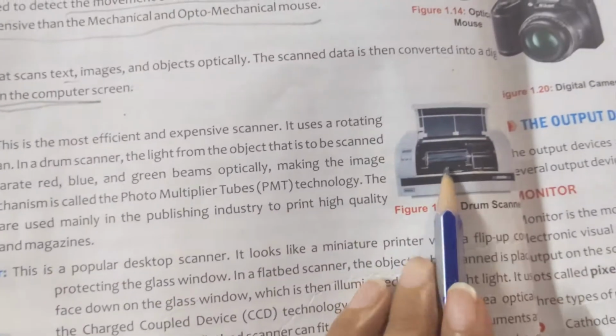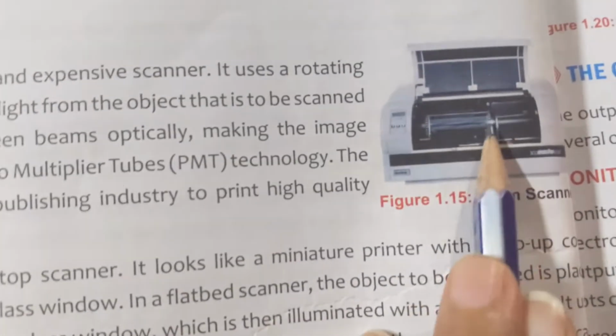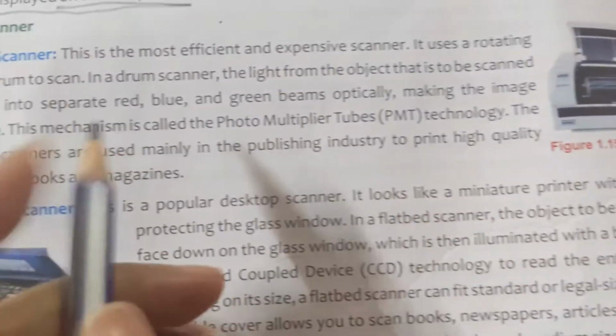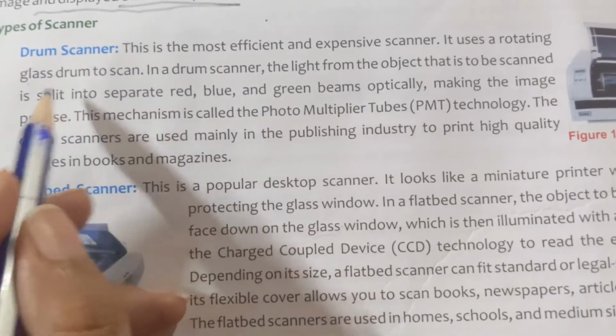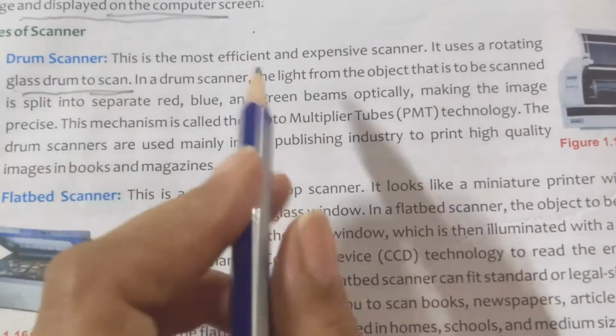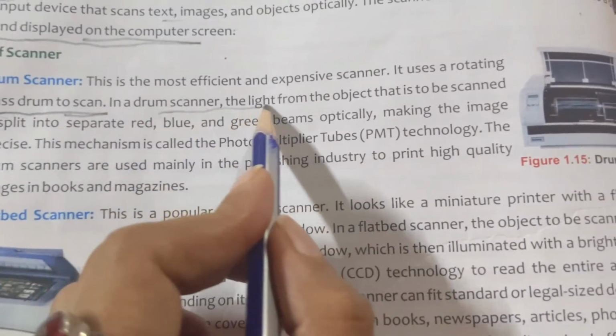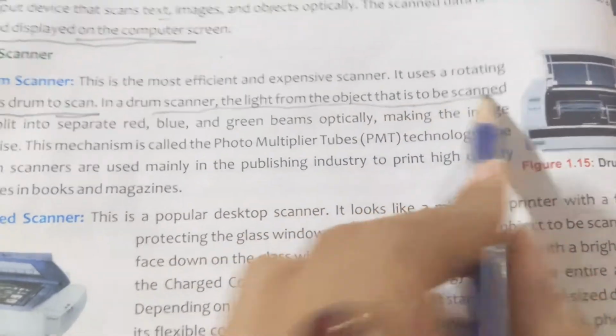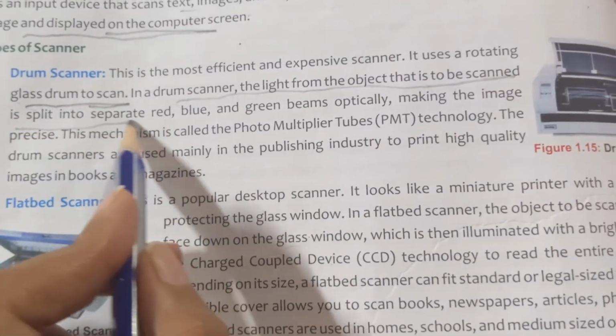So this is your drum scanner. In the drum scanner, just look at this, there is a roll here. The drum scanner has a glass drum to scan. In a drum scanner, the light from the object that is to be scanned is split into separate colors.